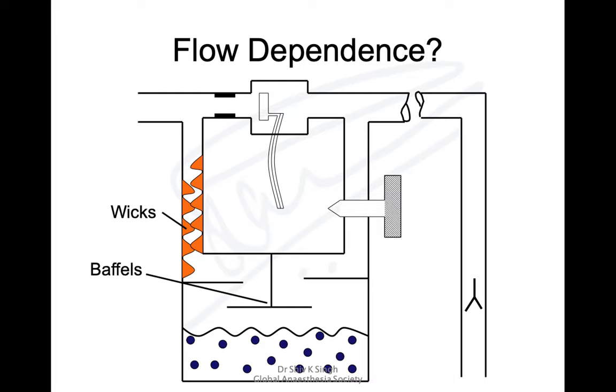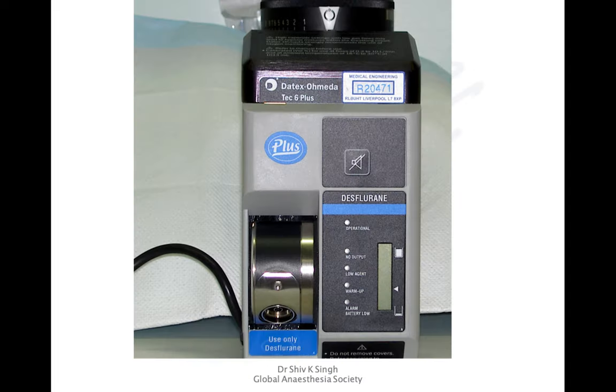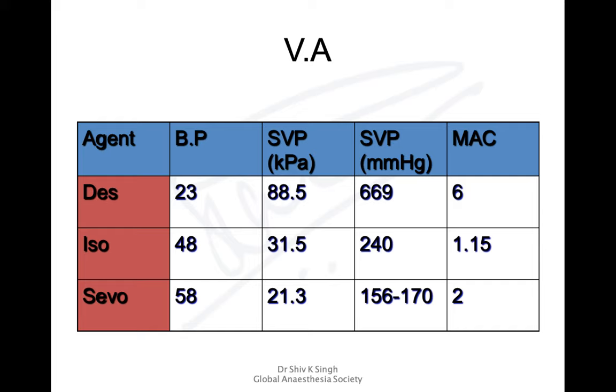As the flow increases, the temperature will drop, and all the compensating devices may not be able to actually compensate for the drop in temperature with increasing flow. But saying that, most vaporizers are pretty accurate over the flows used in anesthesia practice. So the Tec vaporizer, desflurane has a very low boiling point.